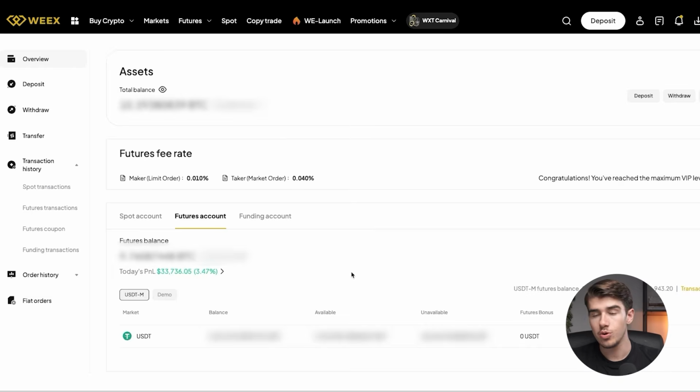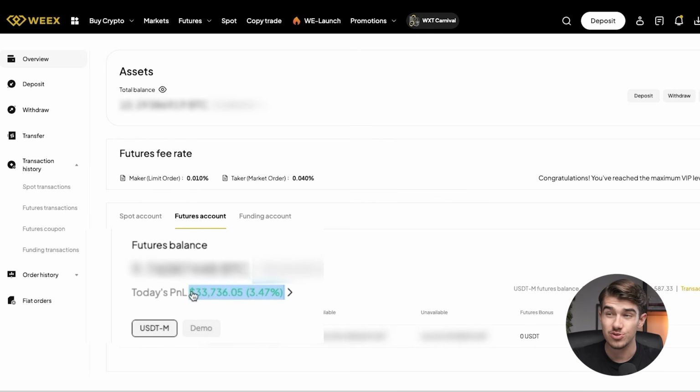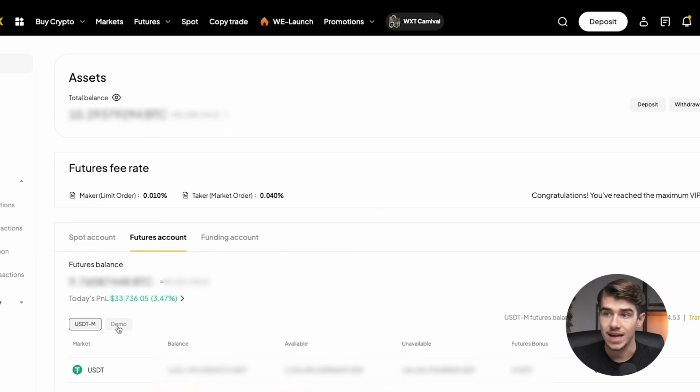But before we get into any of that, I want to show you my P&L of today. Today's P&L is $33,736. Again, as you can see down here, we have a USDT M account, which is the one I'm at right now. Then we have the demo account, which is the one you're seeing here. So this is in fact a live account.